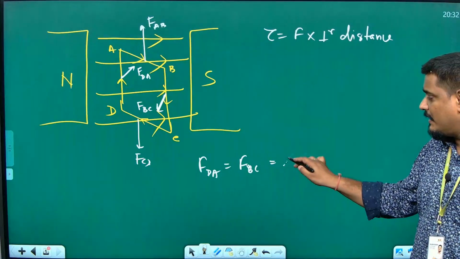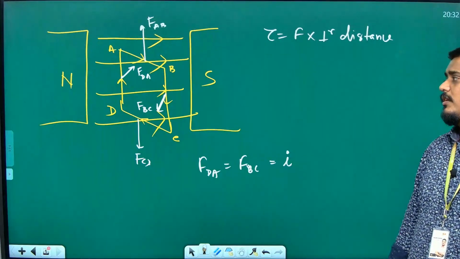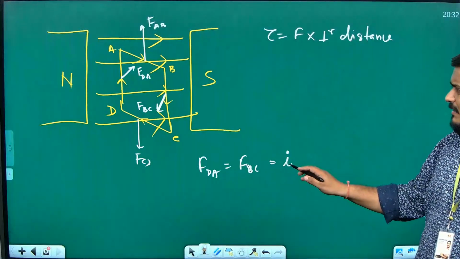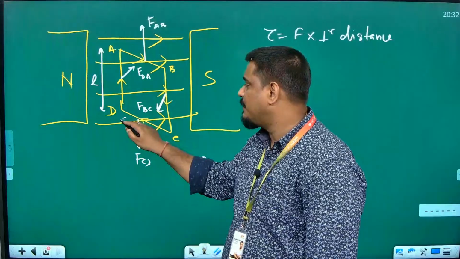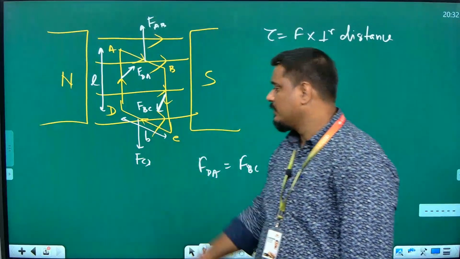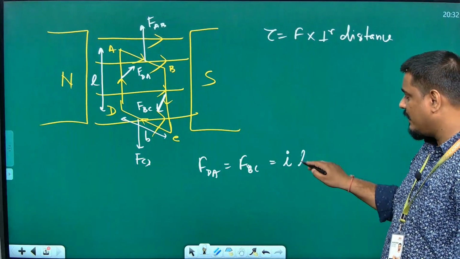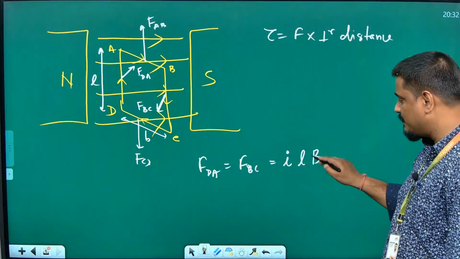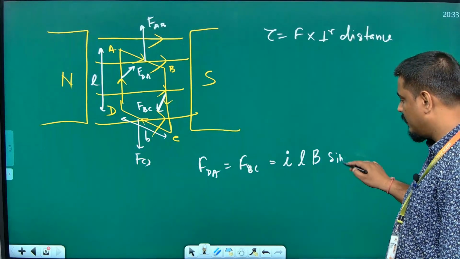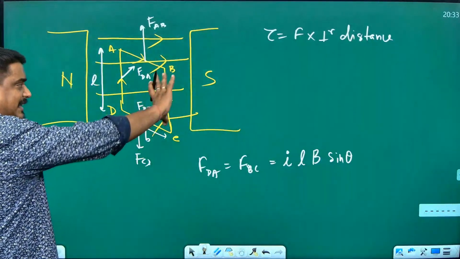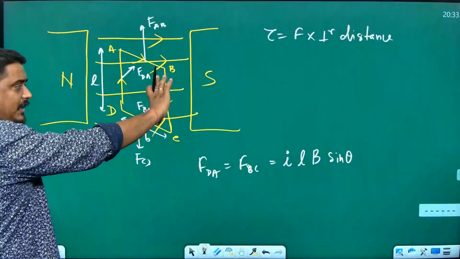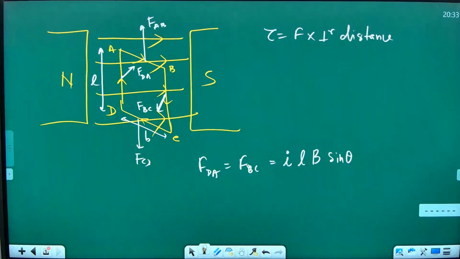So I will write I into length. Let the length be the same, L. See this. Let me assume it has a length L and it has a width B. So L and B. So I write I, L. Magnetic field I am writing as B into sin theta. Same will be for BC also, no? Current is I, length is the same L because of the rectangular frame, and sin theta. Are you getting my point?